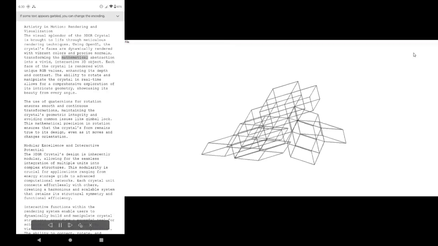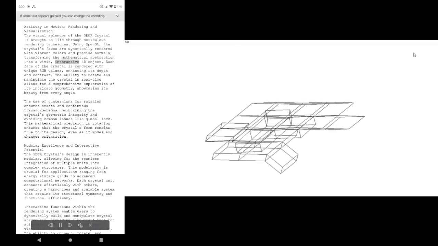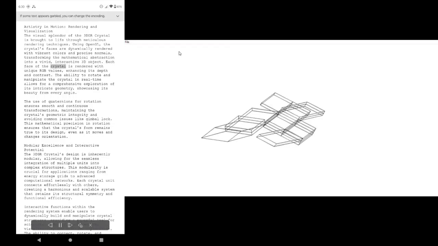Artistry in motion, rendering, and visualization. The visual splendor of the 3DGR crystal is brought to life through meticulous rendering techniques. Using OpenGL, the crystal's faces are dynamically rendered with vibrant colors and precise normals, transforming the mathematical abstraction into a vivid, interactive 3D object. Each face of the crystal is rendered with unique RGB values, enhancing its depth and contrast. The ability to rotate and manipulate the crystal in real time allows for a comprehensive exploration of its intricate geometry, showcasing its beauty from every angle.